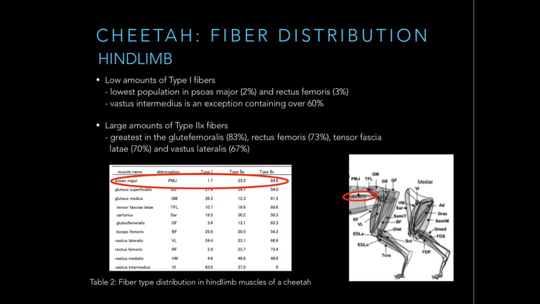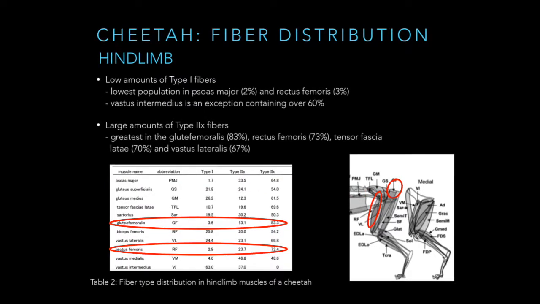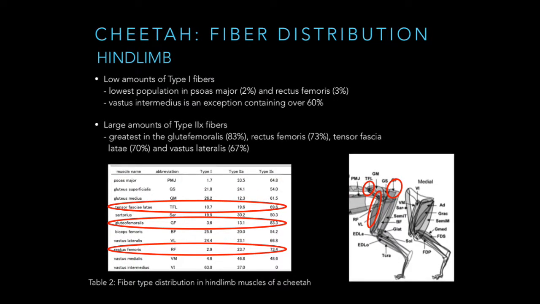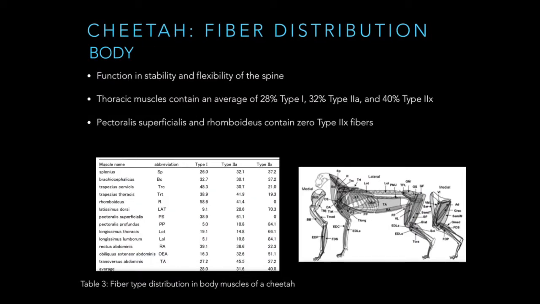Reduced quantities of type 1 fibers are observed in other muscles, especially in the psoas major and rectus femoris, which contain less than 5%. The gluteofemoralis, rectus femoris, tensor fasciae latae, and vastus lateralis house the greatest amount of type 2X fibers. These muscles contribute to acceleration and speed maintenance. Muscles along the body of the cheetah function in the stability and flexibility of the spine.